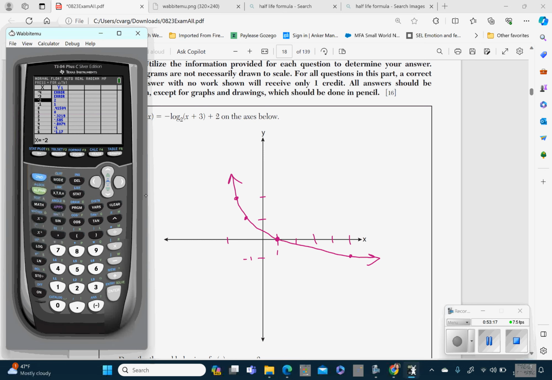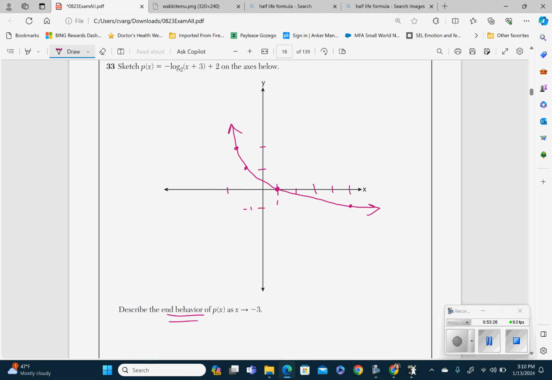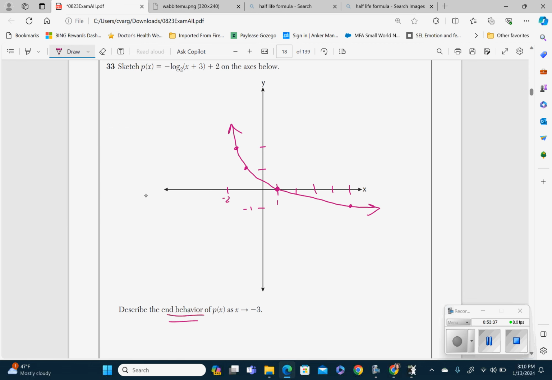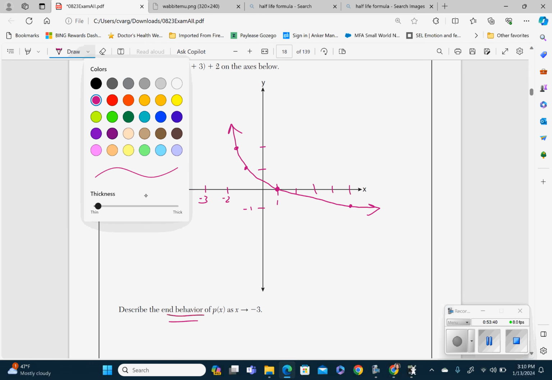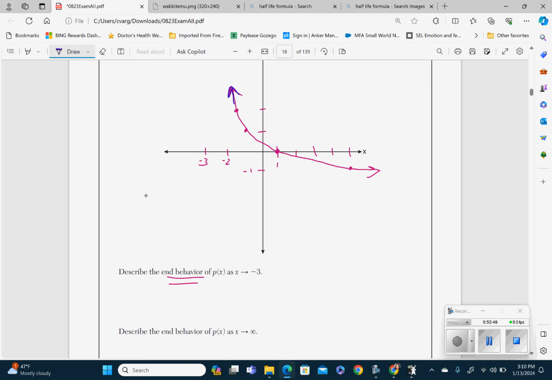So now it says describe the end behavior as x approaches negative 3, okay? So as our x, let me do this in a different color so you can see it. As our x approaches negative 3, right? So here's negative 2, here's negative 3. So as x approaches negative 3, what's happening to our y's, right? Our y's are going, we notice this, it's going up. So that means that our p of x is going up as high as possible, which means it's going towards infinity, okay?